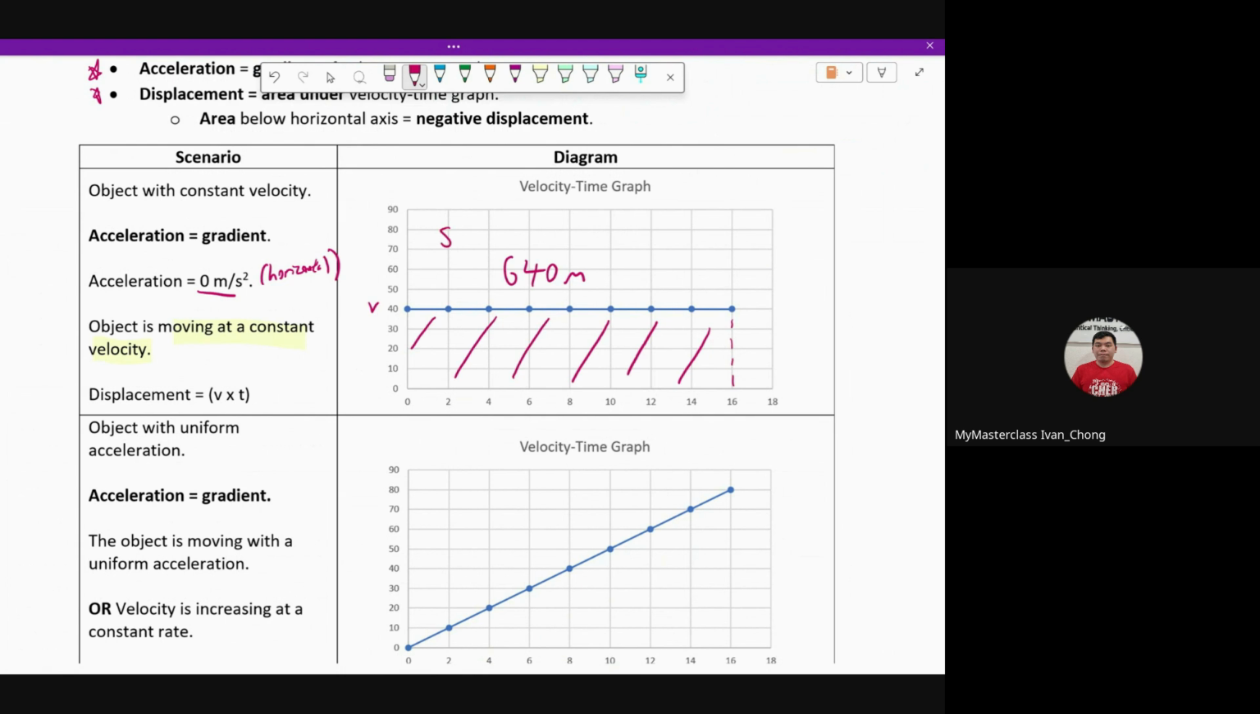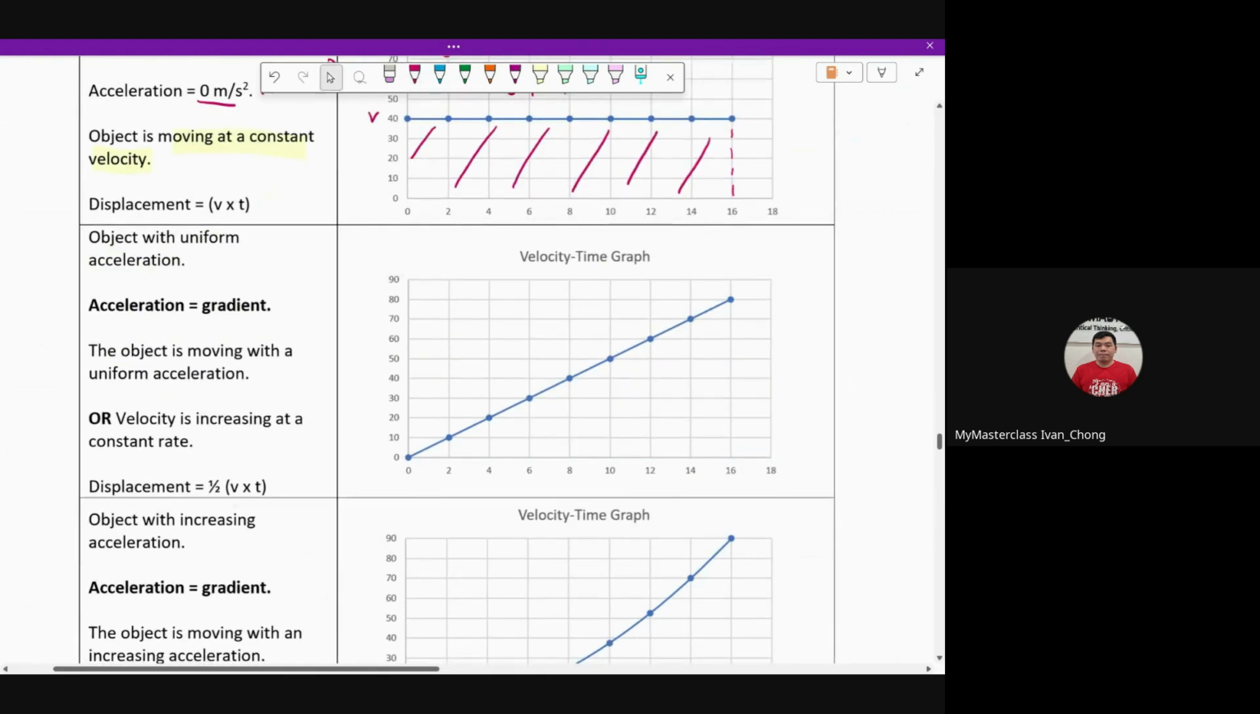Okay, your displacement equals V times T. V times T will be just 40 times 16. You get 640. Okay. Next, the one that we are more familiar with, when we have a diagonal, you will see uniform acceleration. And this is an upward sloping gradient. So this is a positive acceleration.